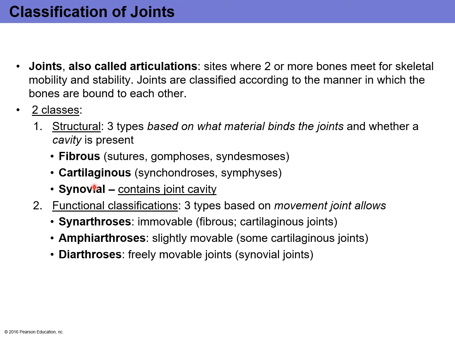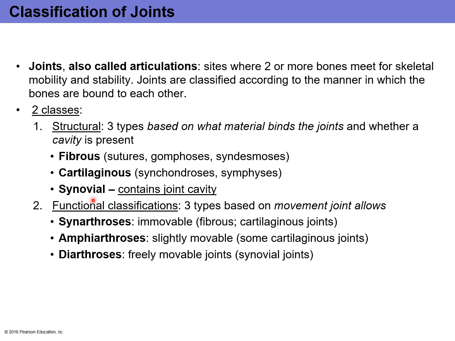And so cartilaginous joints, because there is, in most cases, a good deal of cartilage existing between the two bones, they might be movable. They can be slightly movable. Like some cartilaginous joints are slightly movable. Others are not movable. It just depends on how much cartilage is there. If it is slightly movable, we call it an amphiarthrosis.